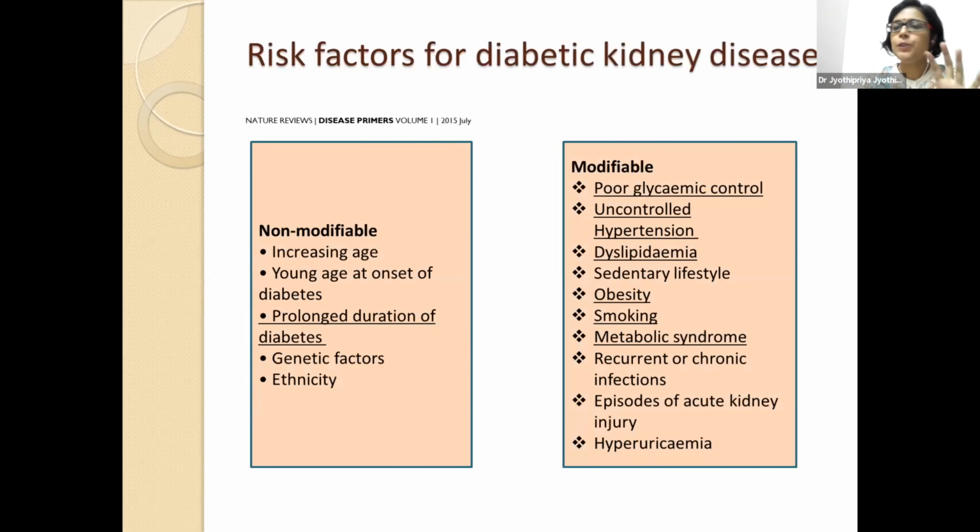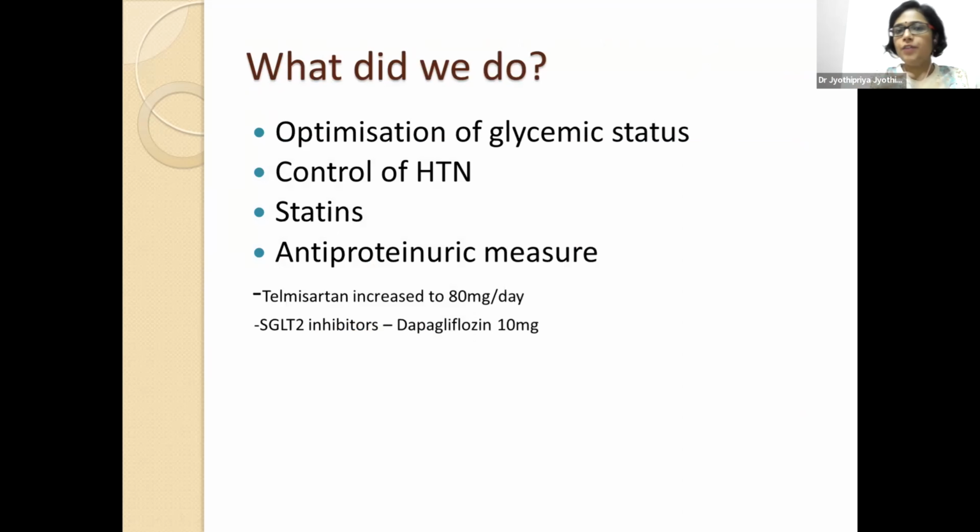As we all know, there are risk factors for progression of diabetic kidney disease. In our patient, there is a relatively longer duration of diabetes, uncontrolled glycemic status, hypertension, dyslipidemia, obesity, and smoking. All these factors point to a favorable atmosphere for progression of diabetic kidney disease. Now, what can we do? In the first place, we have to optimize the glycemic status.